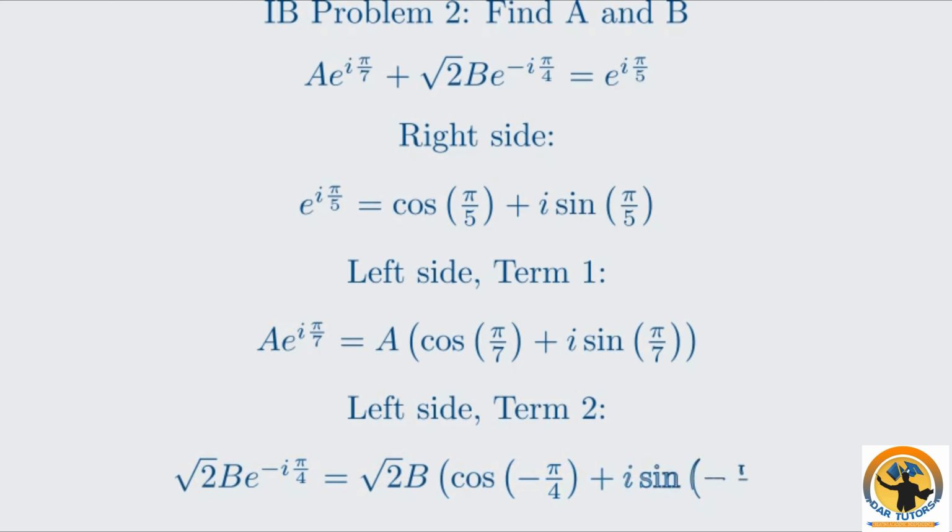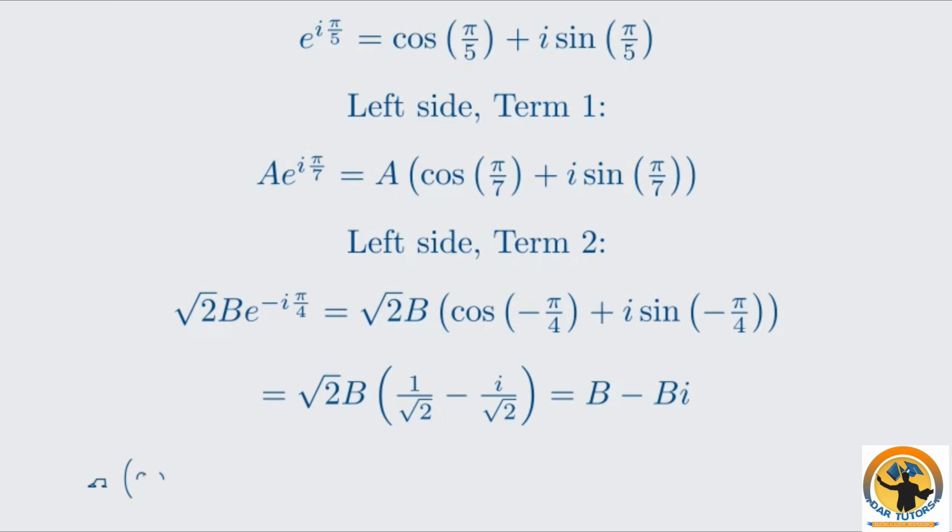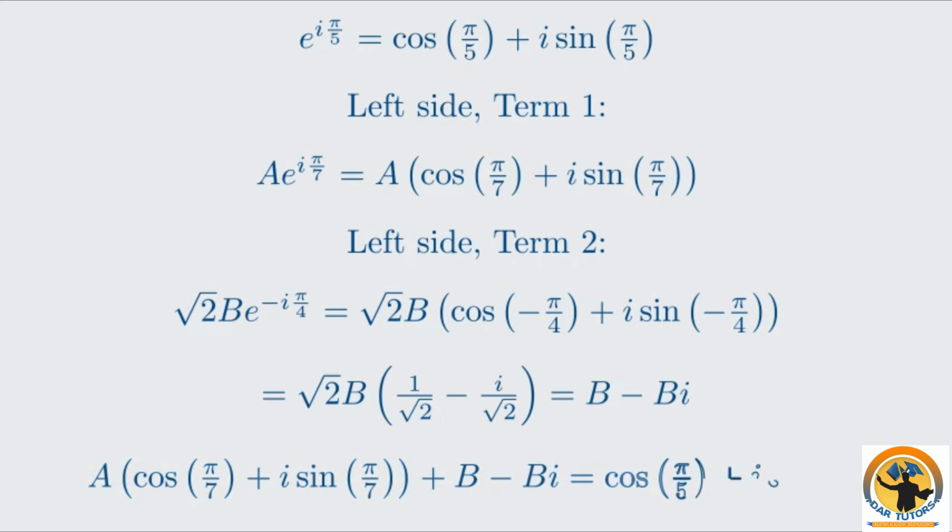We know cos of negative pi over 4 is 1 over root 2, and sin is negative 1 over root 2. Now, we substitute everything back into the original equation. We have a cos pi over 7 plus i a sin pi over 7 plus b minus i b equals cos pi over 5 plus i sin pi over 5.